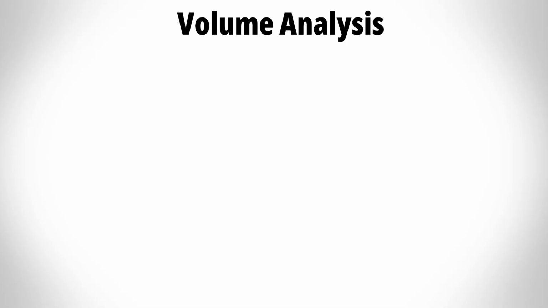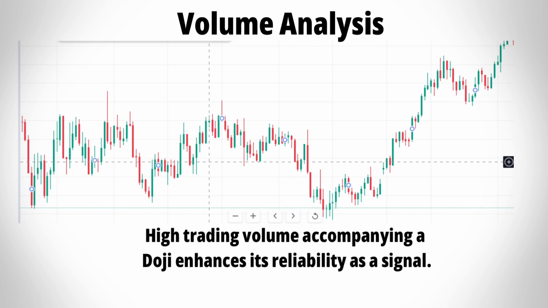If you notice a doji candlestick after which you notice a strong bearish candle forming after it, it may signal a downtrend. So you want to wait to see the next candlestick that's going to form after the doji candlestick before making any decision. Thirdly, volume analysis. A high trading volume accompanying a doji enhances its reliability as a signal.